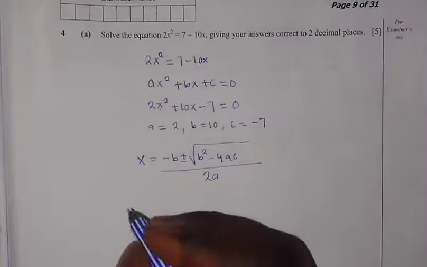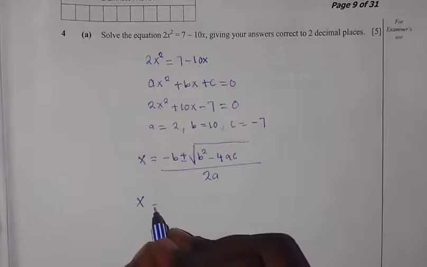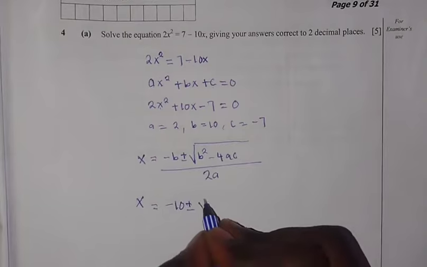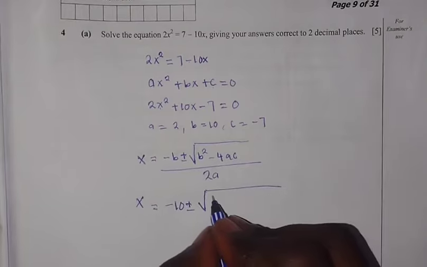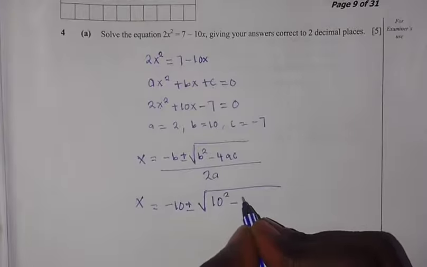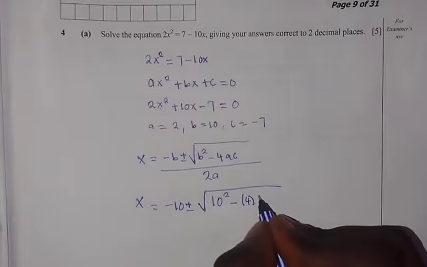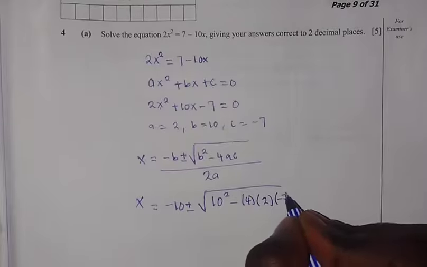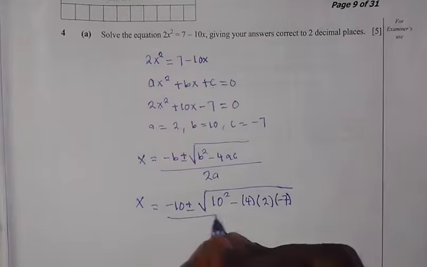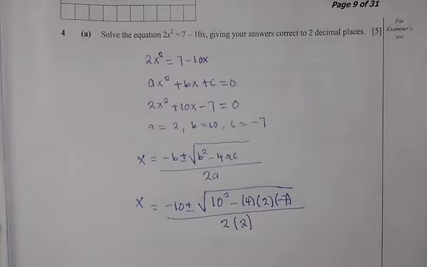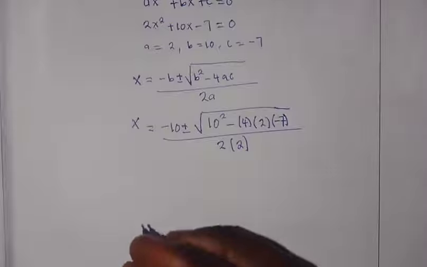So let's substitute. So we write x is equal to negative 10 plus or minus the square root of, so b, this is 10 squared minus 4. Then a, it's a 2. Then c, it's a negative 7. Okay, then we divide by 2a, a is 2. Okay, then from here, what are you going to do?